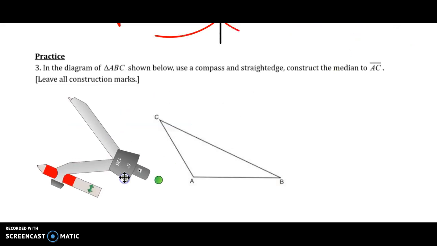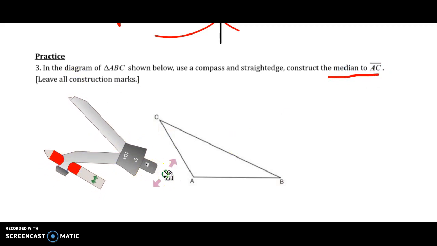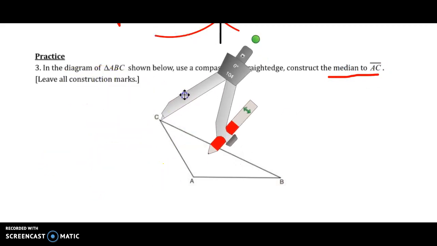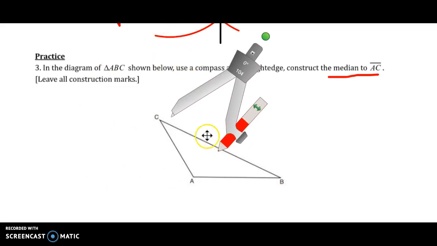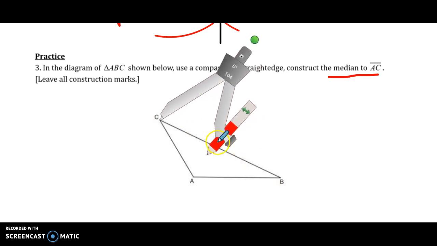So our first step, let's read the question. In the diagram of triangle ABC shown below, use a compass and a straight edge and construct the median to AC. They'll tell you what side to construct the median to. You need to know and figure out what vertex you need to connect to that midpoint. So the segment they give you is what you want to find the midpoint of, and then you connect whatever vertex is opposite of that, or across from it, to that midpoint.